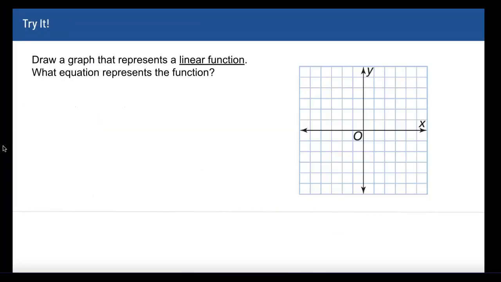Your try it is to draw a graph that represents a linear function. Remember what I said a linear function looks like. Also, try and write the equation that represents the function you draw.